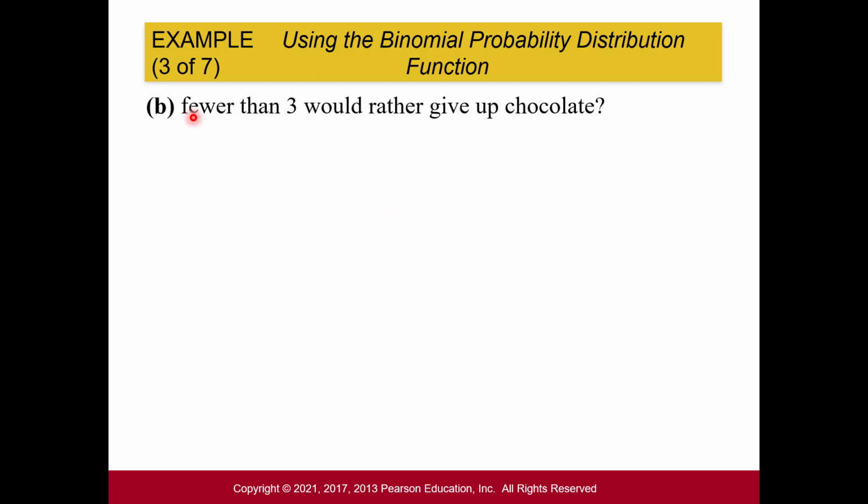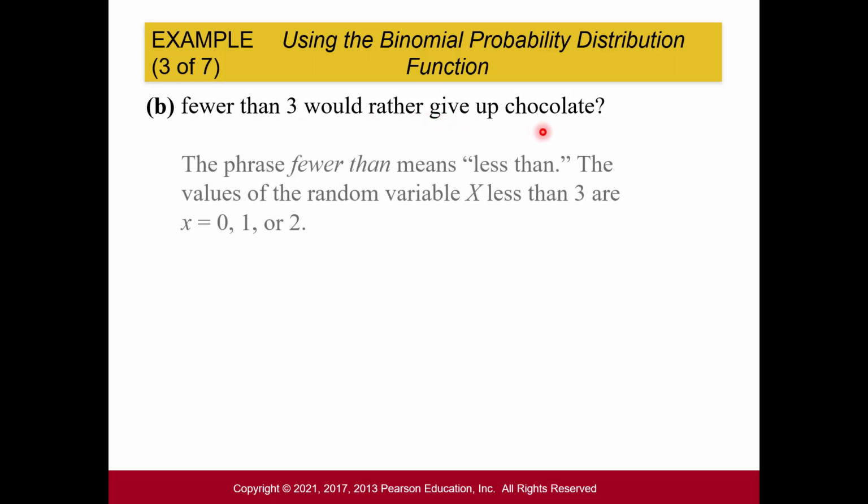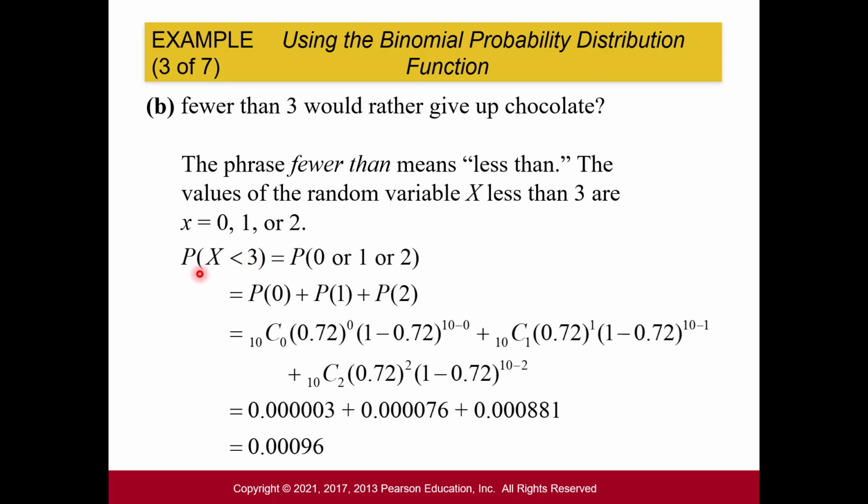Now let's compute the probability that fewer than 3 would rather give up chocolate. So let's translate fewer than. Fewer than is the same as less than. So the values can be anything less than 3 of our random variable, which is 0, 1, or 2. And so you can write it like this: probability that x, our random variable, is less than 3, but then you want to expand that for the values that it can assume, which is 0 or 1 or 2. And then we know that we can add up those individual probabilities. So probability of 0 plus probability of 1 plus probability of 2.